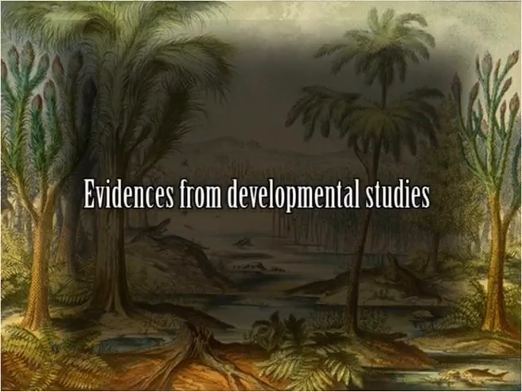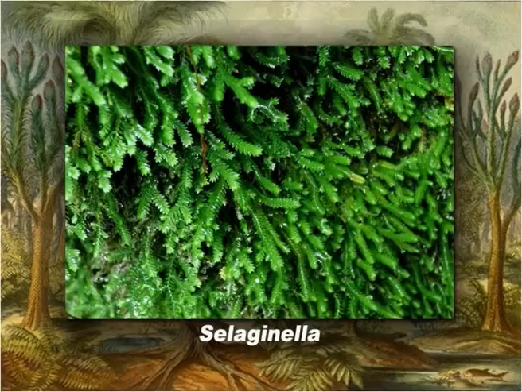Now, let us discuss the evidences from developmental studies. Developmental studies in pteridophytes, particularly the events that took place during formation of sporocytes, meiosis and maturation of spores, provide a real insight into the understanding of heterospory. In Selaginella, the development of micro and megasporangium is similar till the differentiation of sporocytes.